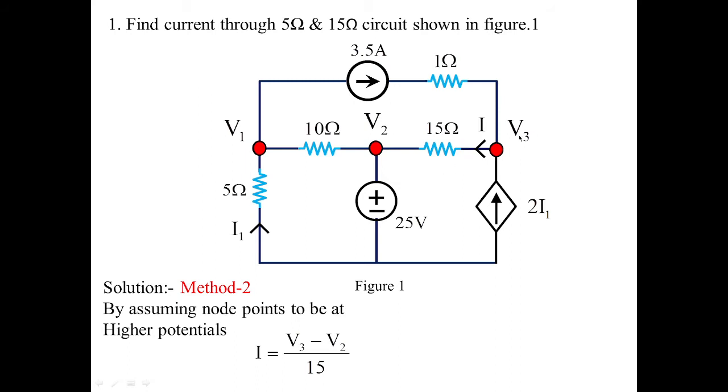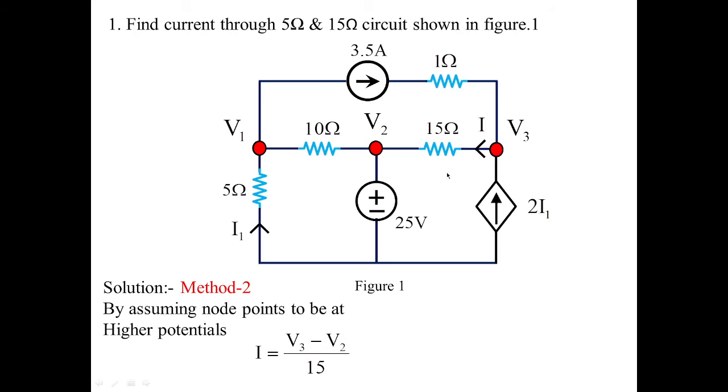So what are the requirements? We require the value of current I, which is flowing in 15 ohms. That is nothing but, according to Ohm's law, V equal to IR. Therefore, I is equal to V by R. So V is nothing but the difference of the voltages across this 15 ohms. So I is equal to (V3 minus V2) by 15.